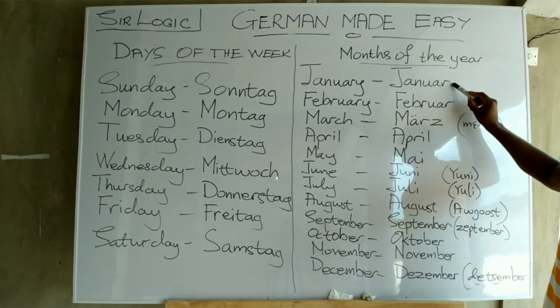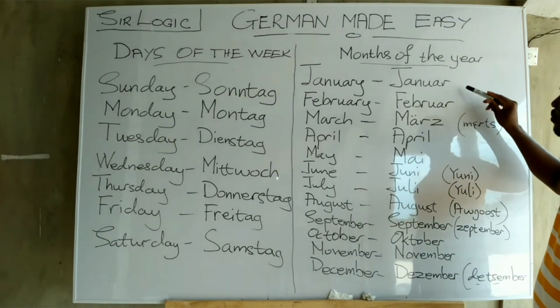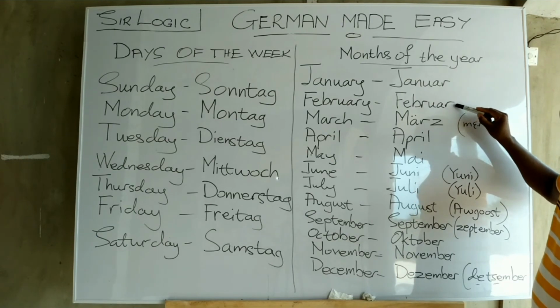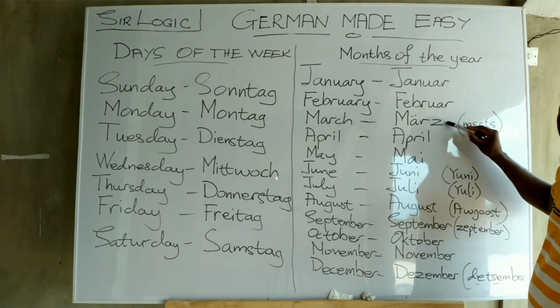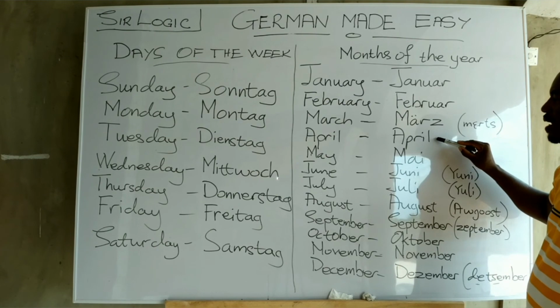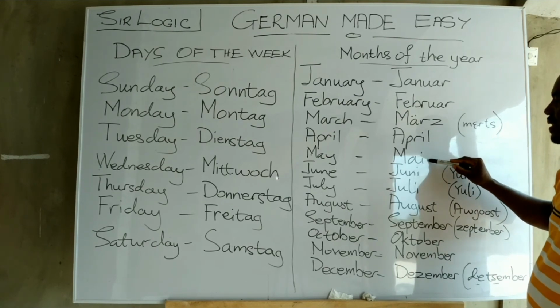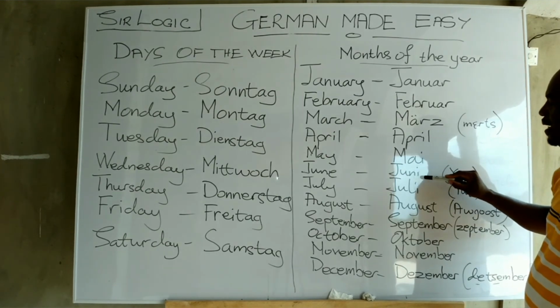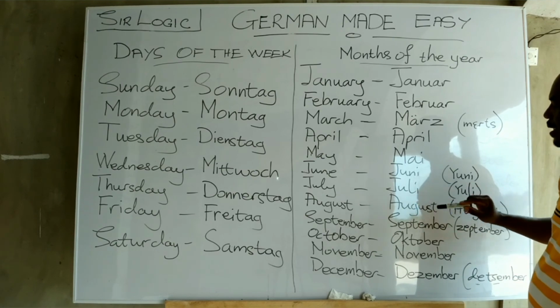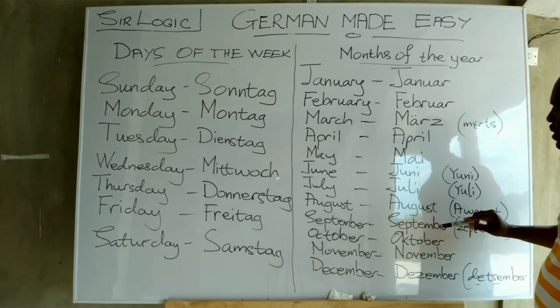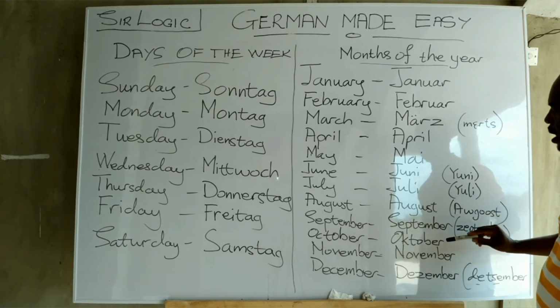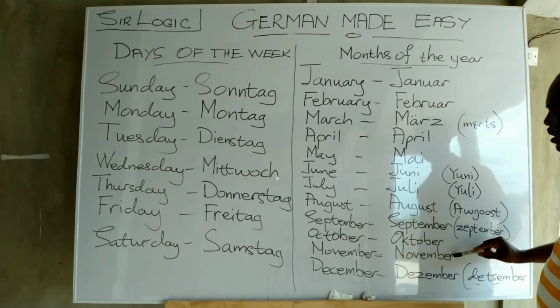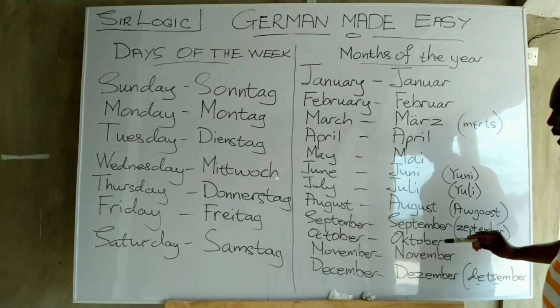Januar, say it after me. Januar. Februar. März. April, Mai, Juni, Juli, August, September, October, November, December.